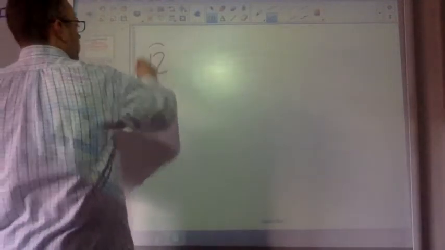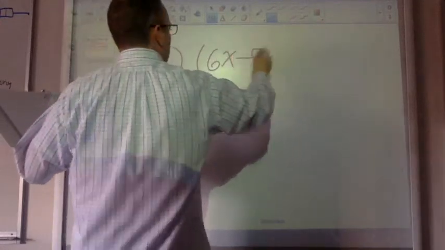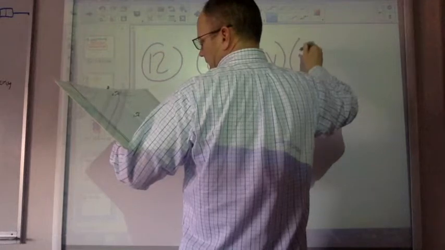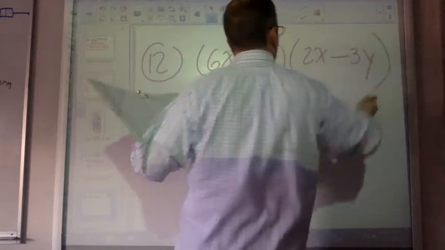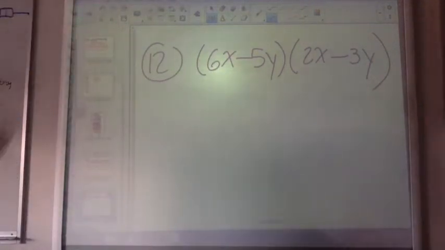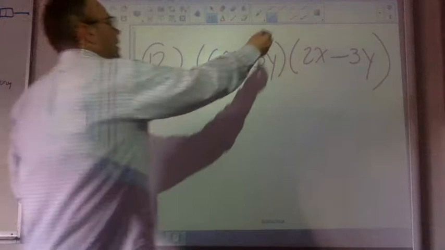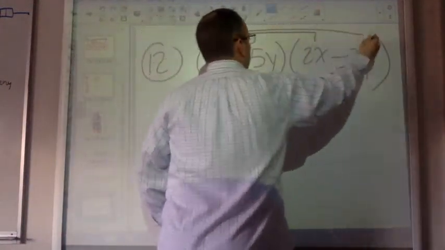Oh, here, let's just work it. Number 12, so we have 6x minus 5y, then we have 2x minus 3y. That's the one, right? Armin? That's it? Okay, so let's take a look. It's a double distribution, so here, and here. So we'll do that first.